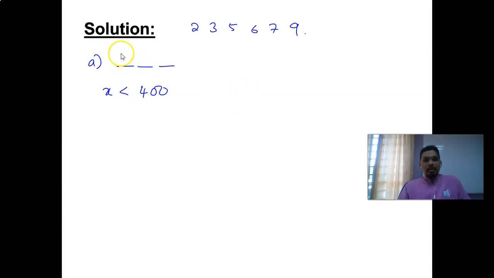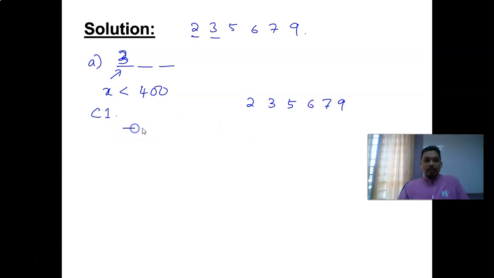In this case, the first place must begin with either 2 or 3. 200-something is less than 400, or 300-something, which is also less than 400. Not 5, 6, 7, or 9. So, case number 1, with the digits 2, 3, 5, 6, 7, and 9.